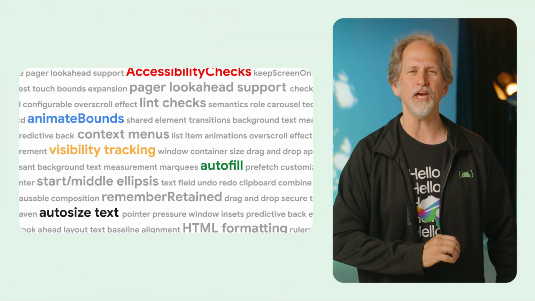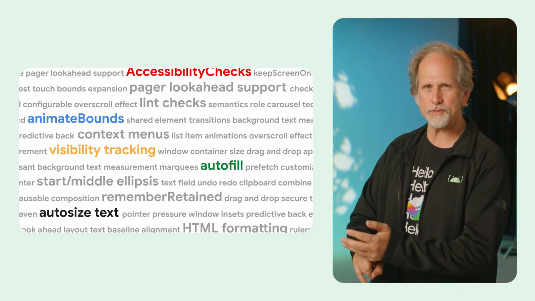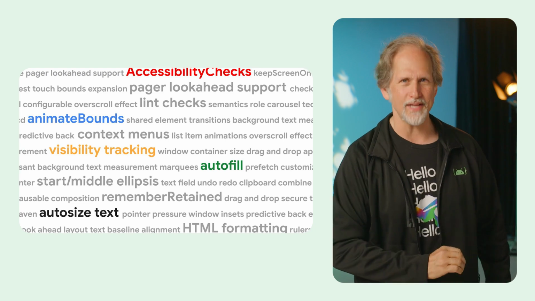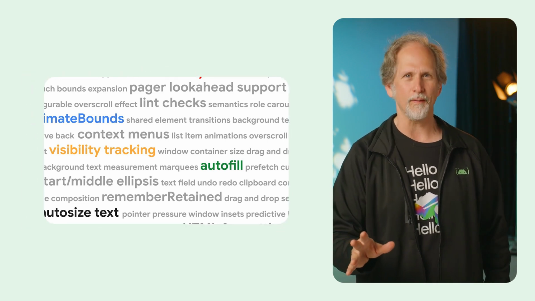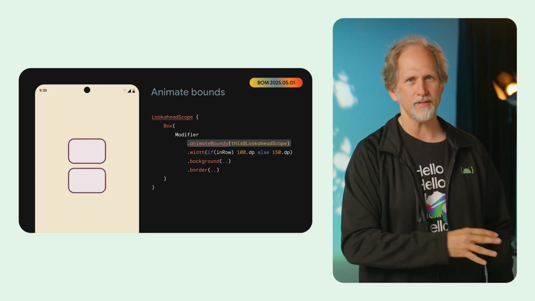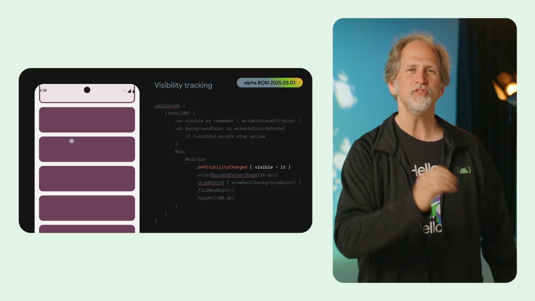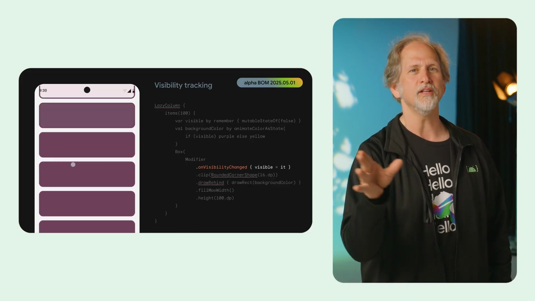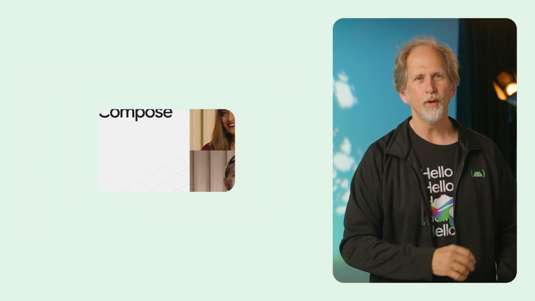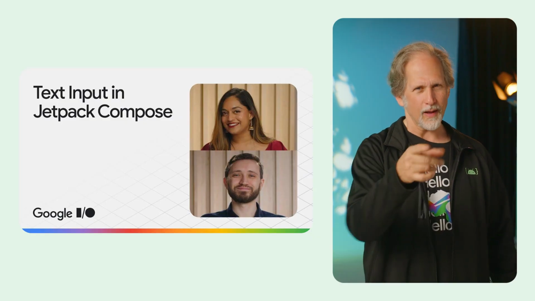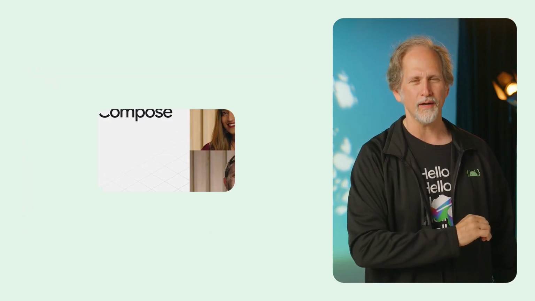Play. This year brings a host of new Jetpack Compose features, including autofill support, auto-sizing text, visibility tracking, accessibility checks in tests, and a new Animate Bounds modifier. Animate Bounds provides automatic animations of a composable's position and size within a look-ahead scope, while visibility tracking is used when you need high-performance information on a composable's position in its root container, screen, or window. For more on autofill, auto-sized text, and the new state-based text field, check out the Mastering Text Input in Compose talk.